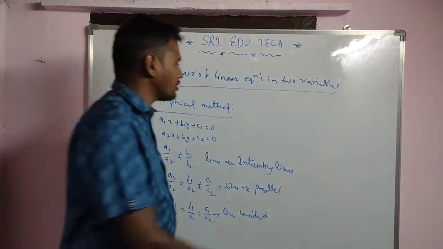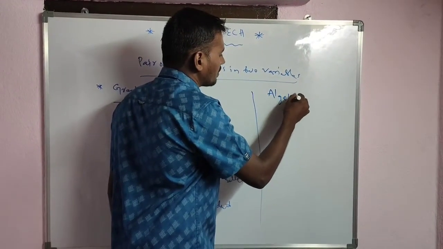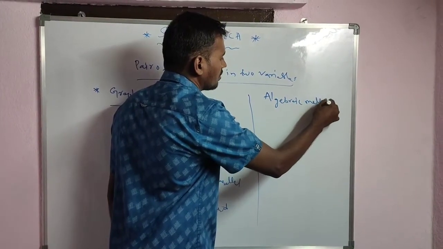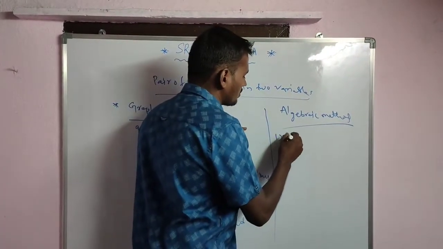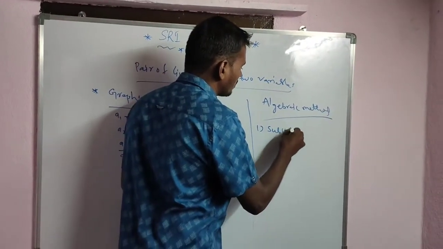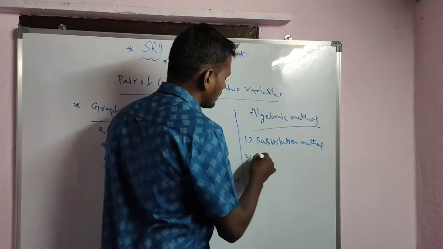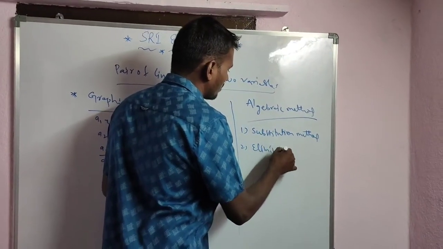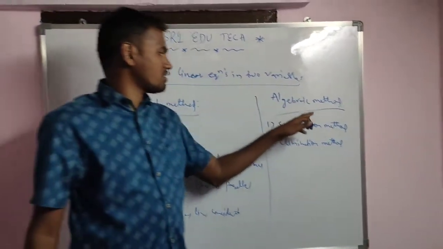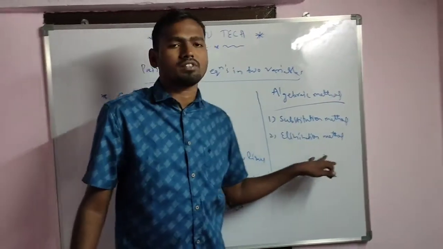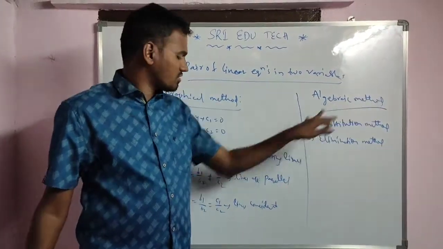Next, you have one more method, that is the algebraic method. In this you have mainly two types: one is the substitution method and another one is the elimination method. So this is the graphical method and the algebraic method. It is very, very important.